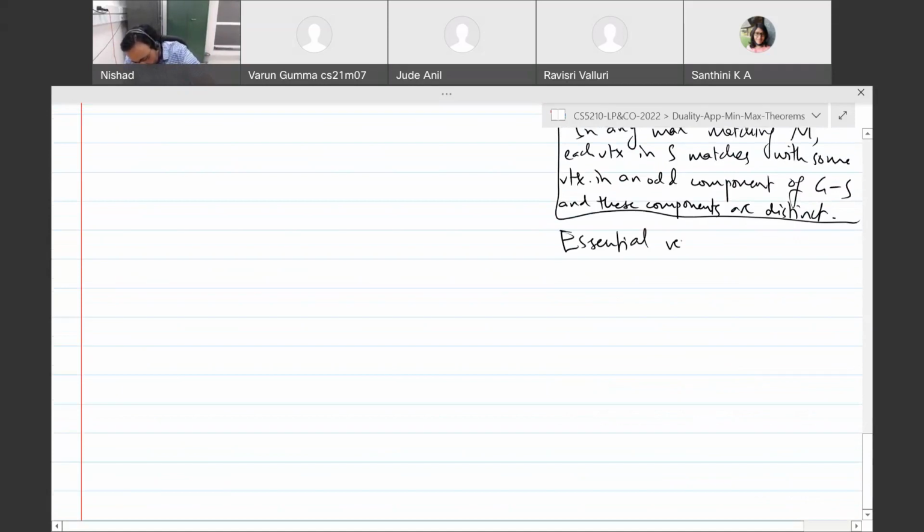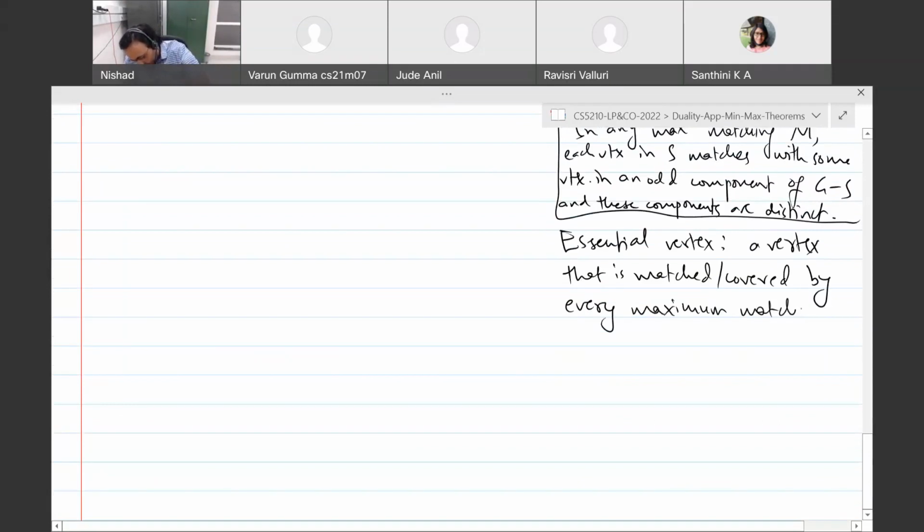An essential vertex is a vertex that is matched, or if you like, covered, by every maximum matching. Otherwise, the vertex is called inessential. I'll give you examples.